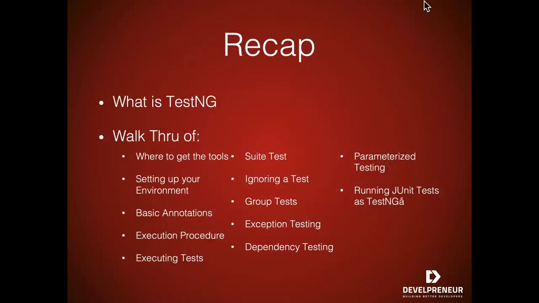In the previous two presentations, we've discussed what TestNG is and have gone through a complete walkthrough of where to get the tools, setting up your environment, the different annotations you can use, how to execute your tests, looking at the different types of suite testing you can do, how we can ignore a test, and group testing. Last time we talked about exception testing, dependency testing, parameterized testing, and we also looked at how we can run our old JUnit tests within TestNG.